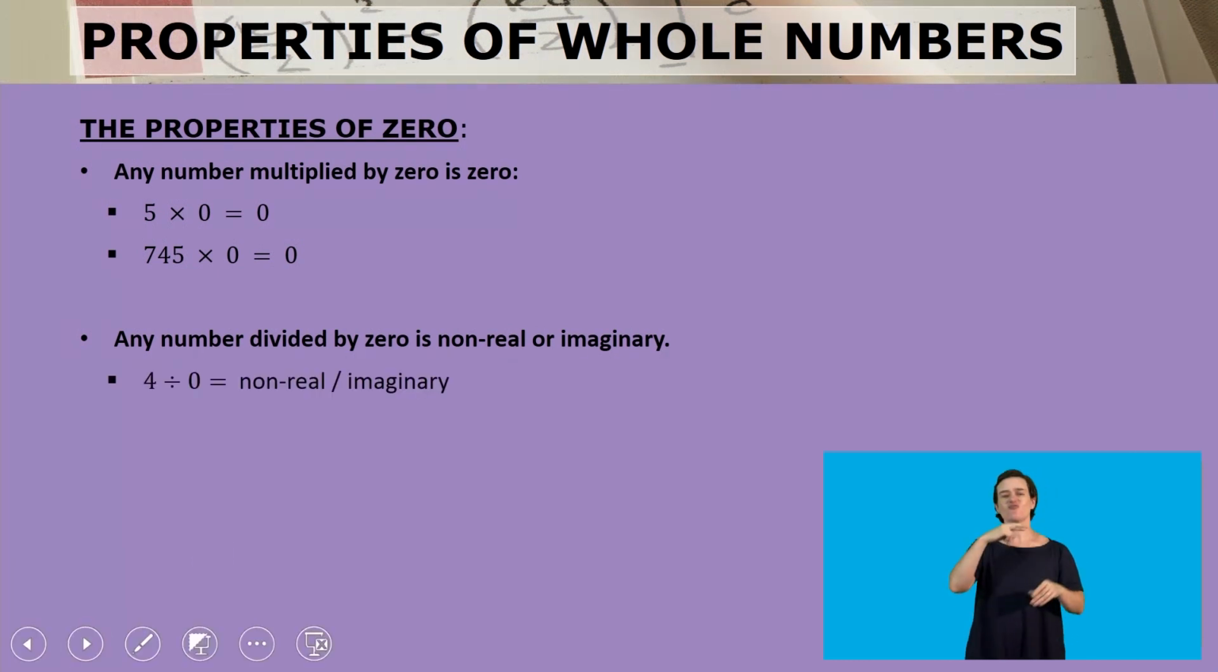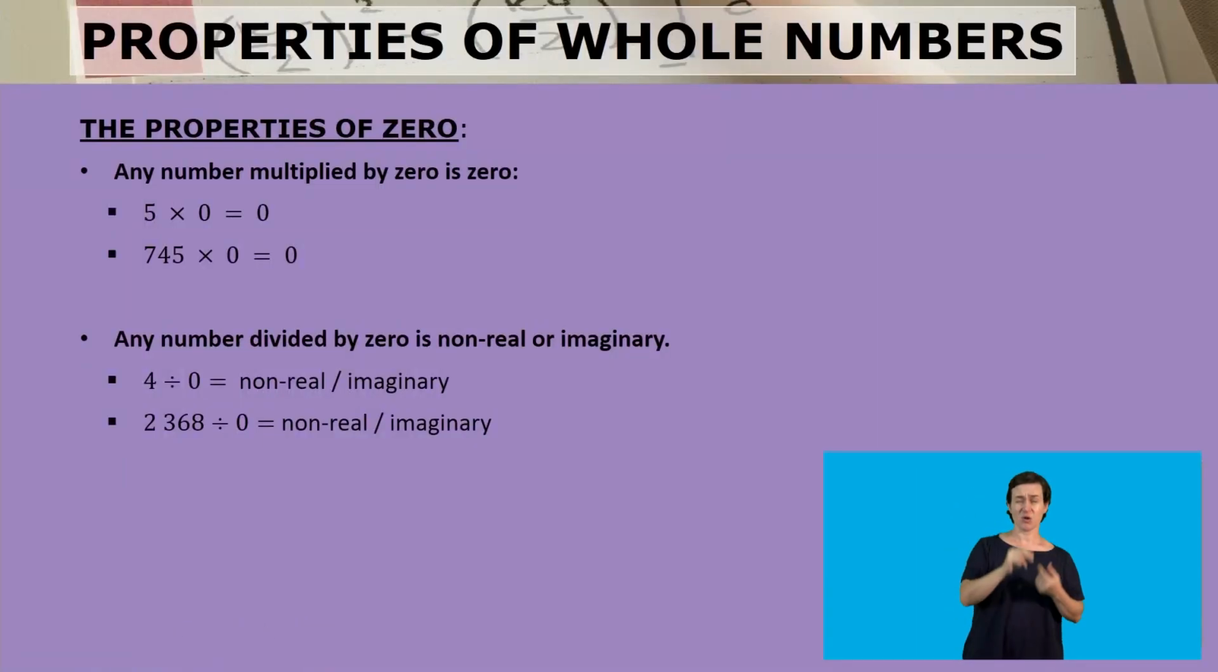Any number divided by 0 is non-real or imaginary. So that is 4 divided by 0. That is equal to non-real number or imaginary. Even if the number is big, like 2,368 divided by 0, that is still imaginary. It is non-real.